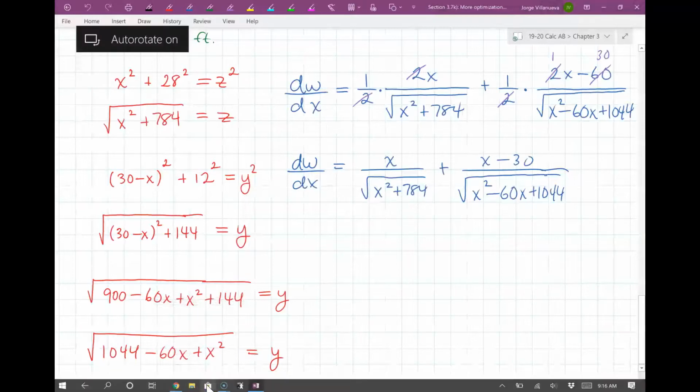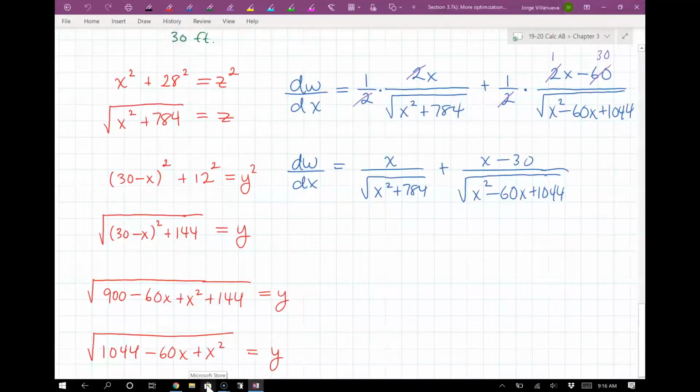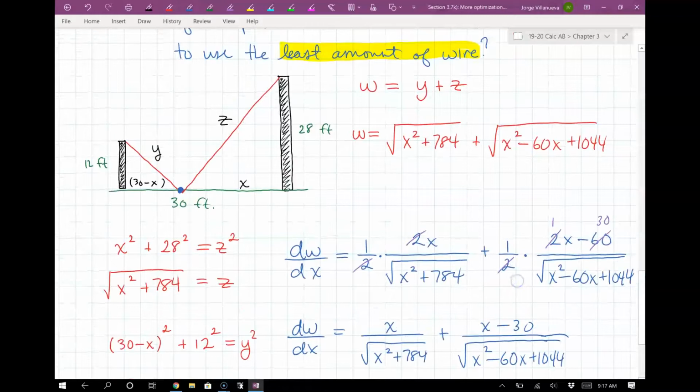Let me get rid of my keypad. So I'm going to write dW/dx equals 0 when x equals 21. Okay? Now that we know that x has to be 21, let me go back to this picture. So that means that this has to be 21. What does the other side have to be? 30 minus 21, so it's 9.